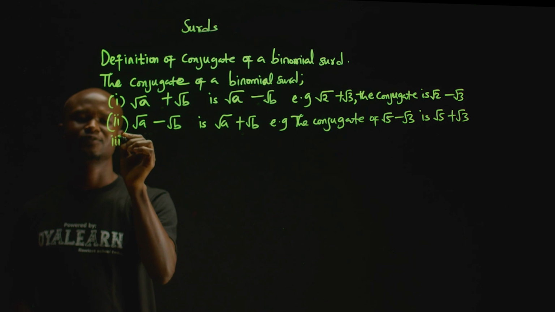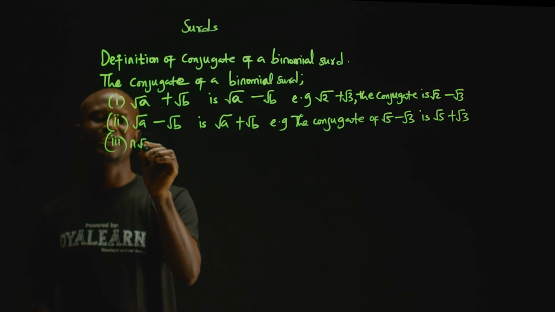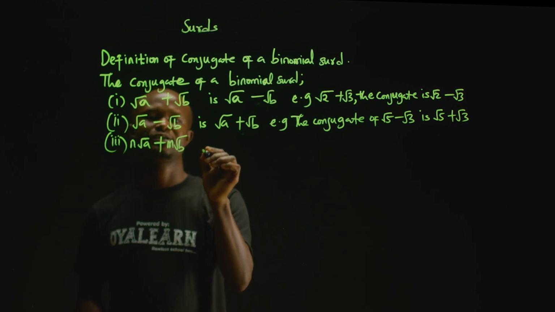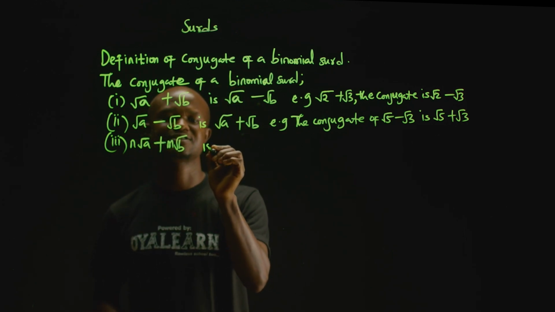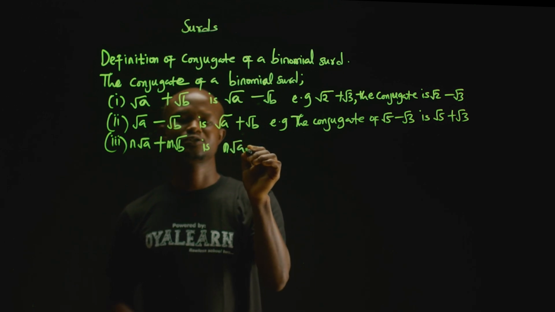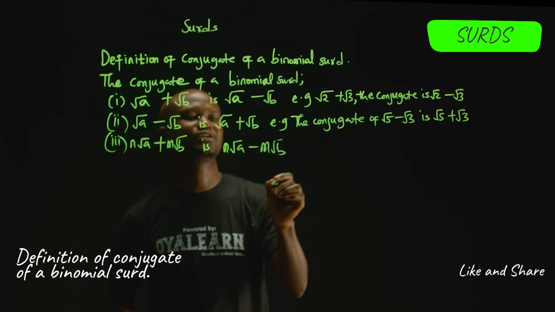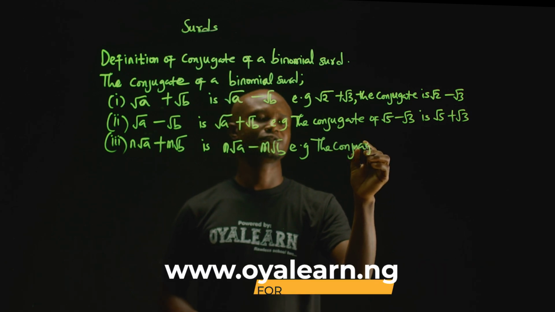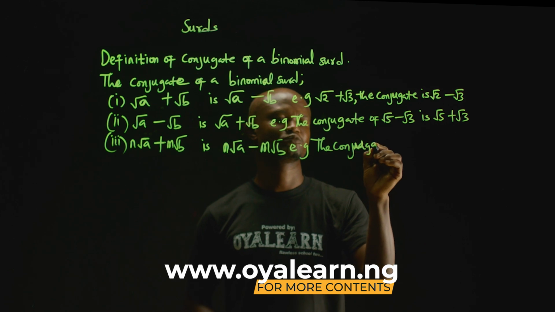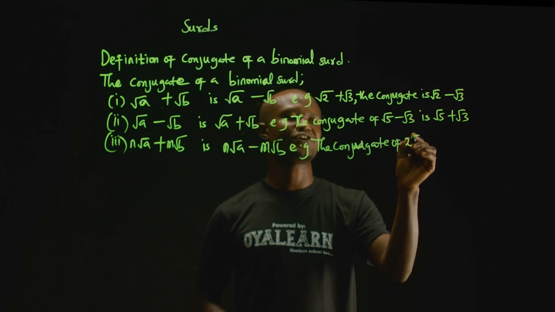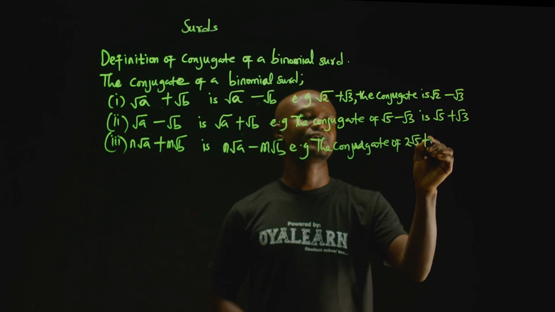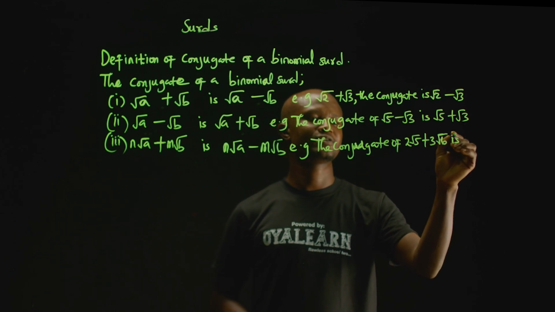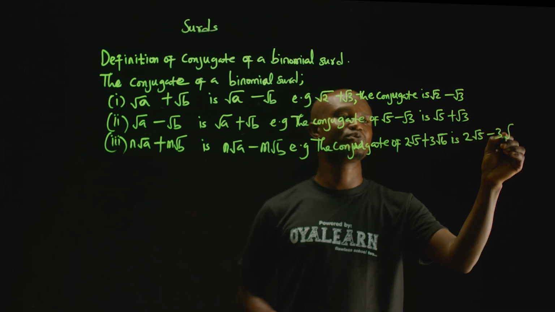3. If you have n root A plus m root B, then the conjugate of this binomial surd is n root A minus m root B. E.g., the conjugate of 2 root 5 plus 3 root 6 is 2 root 5 minus 3 root 6.